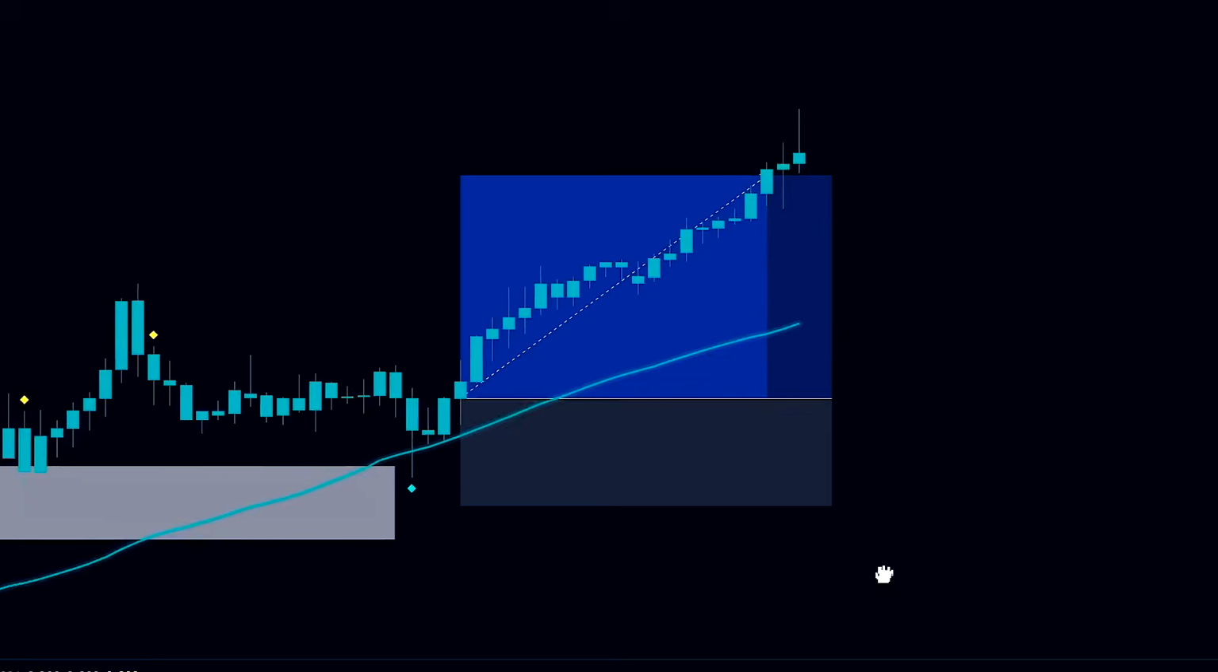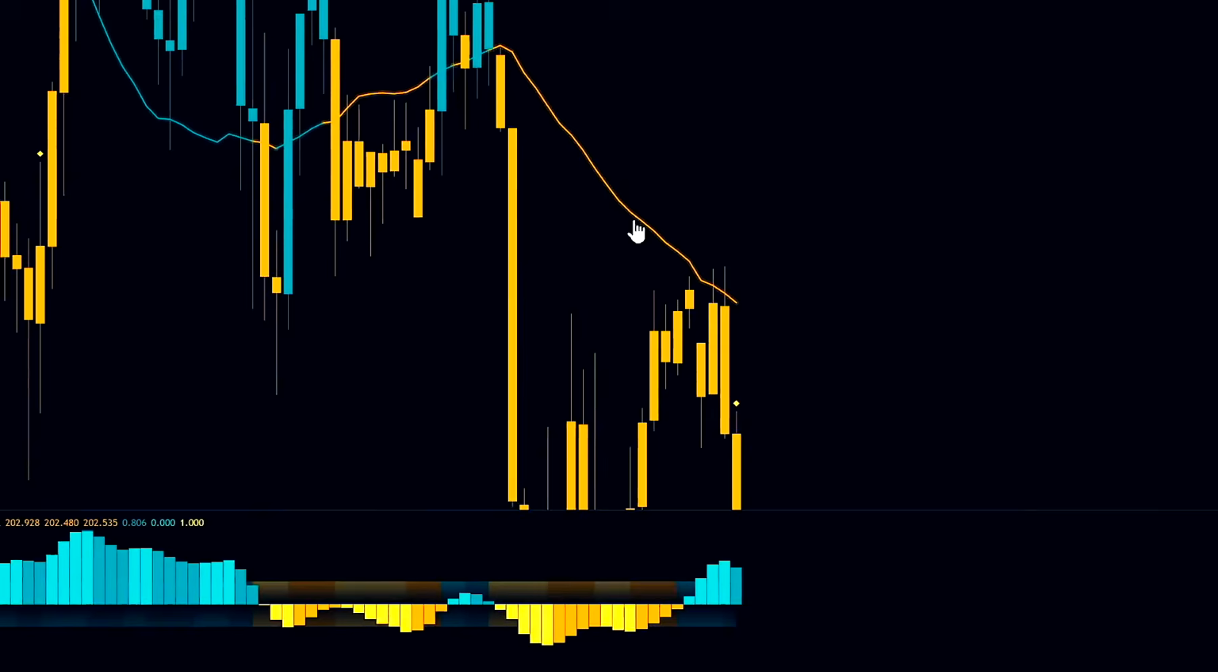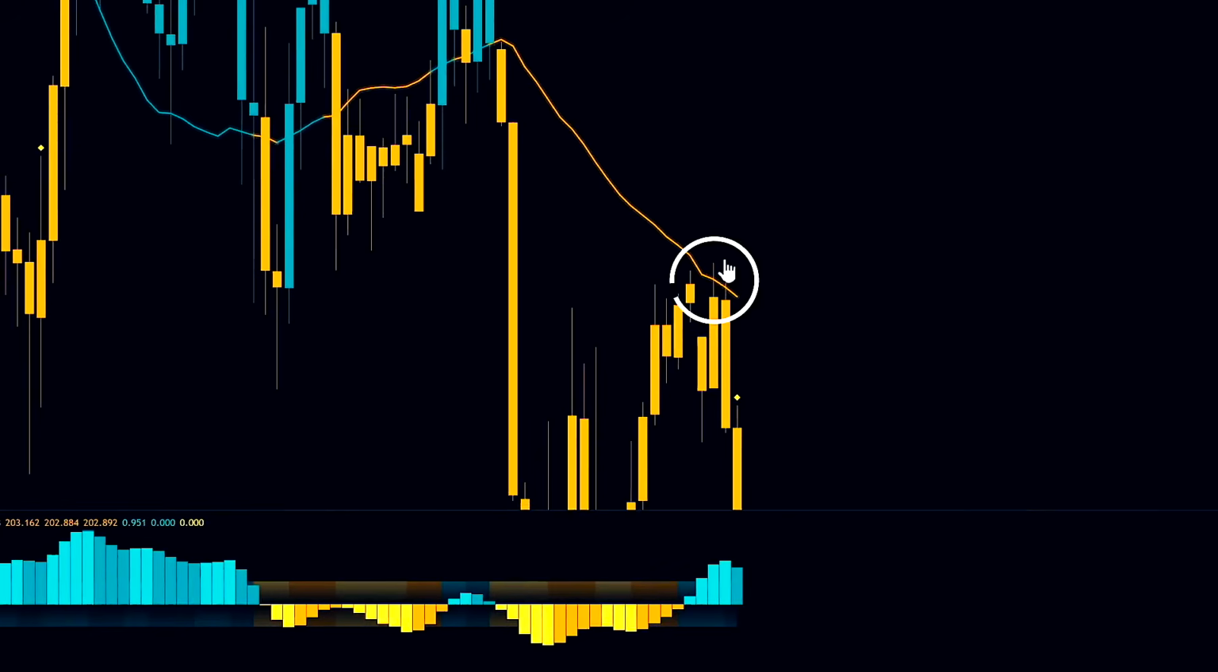And look at that, the trade paid off. Quick note, during pullbacks, the candles should only touch the moving average with a wick, not close below it.